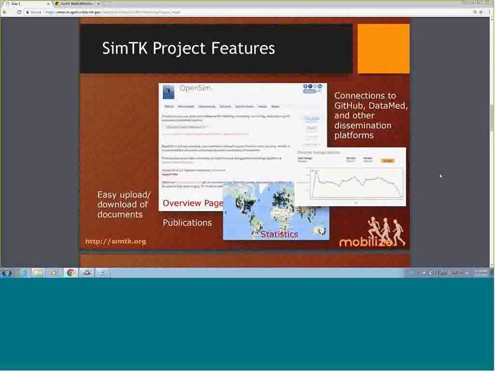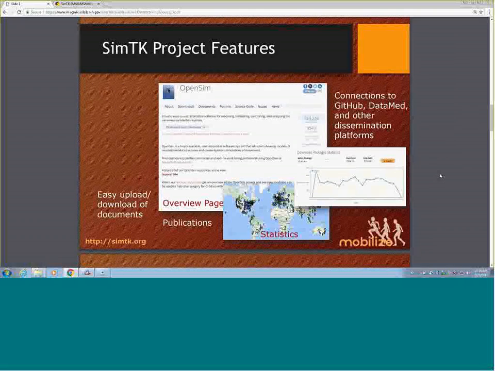And then we have a whole set of what I call dissemination type of features. So we make it easy for you to upload different files and documents, source code, as well as make it easy for others to download those. There's a dedicated area for any kind of publications related to the projects. We provide statistics on who's coming to the site, what resources are being used, how are they being used.